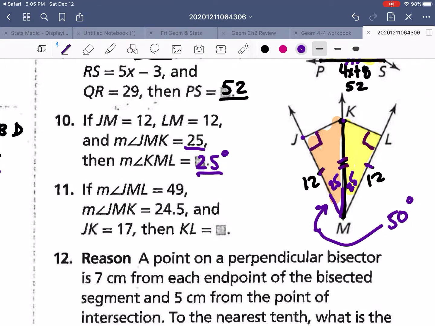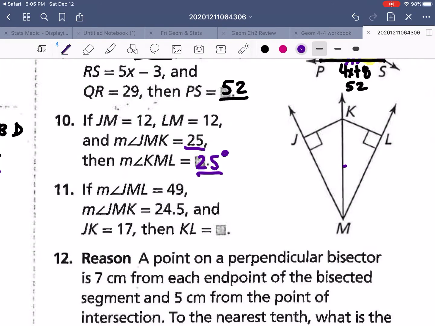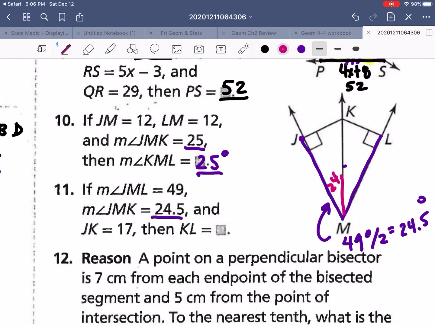All right, next, I got to use the same picture. So hopefully you're doing this on notebook paper. Don't erase, I want to see your work. But okay, so new question. JML is 49. So if the whole angle here is 49 degrees, then I think I know where they're going with this. This is going to be half and half. So that would be 24 and a half degrees if I cut it in half. So, oh yeah, and they confirmed that this one is 24 and a half. And so this one also has to be 24 and a half because 24 and a half plus 24 and a half is 49 degrees.